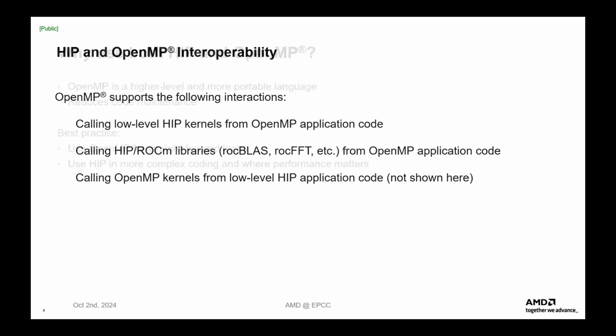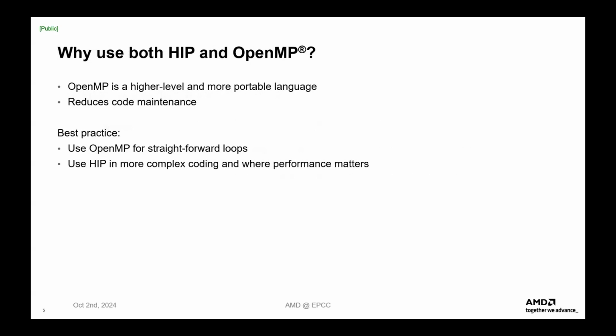parallelized code. So why would you use both HIP and OpenMP? That's also something I already mentioned yesterday: the advantage is that you have OpenMP as a higher level and more portable language, and you can write it quite quickly, and that also reduces code maintenance because you have fewer lines of code to maintain. And OpenMP is very portable for different platforms. So a best practice is that you may want to use OpenMP for very straightforward loops and use HIP for more complex kernels where performance really matters and you can't tweak it out of OpenMP.